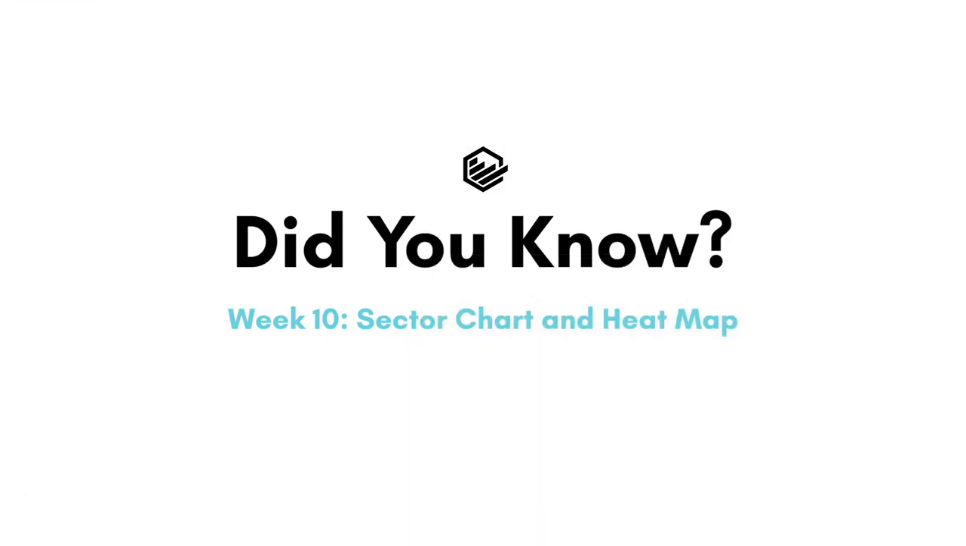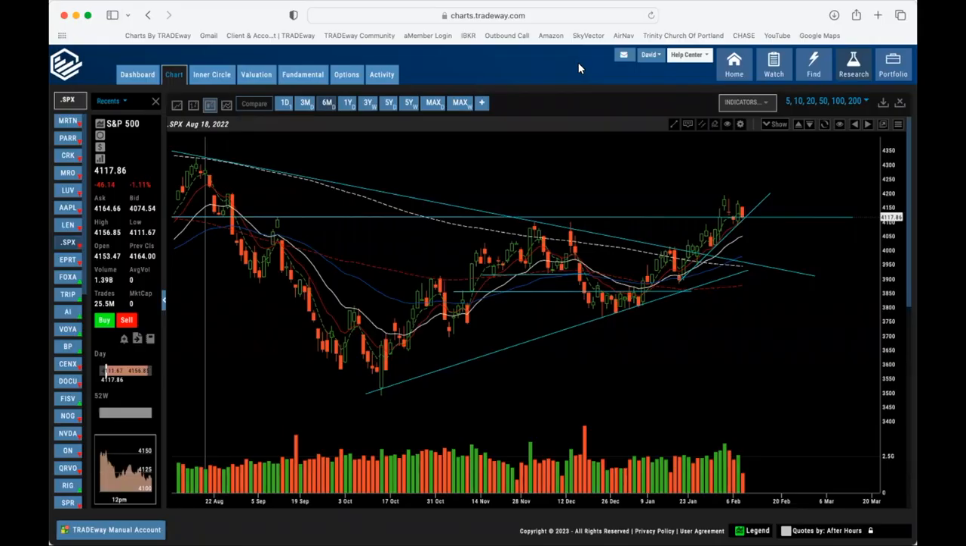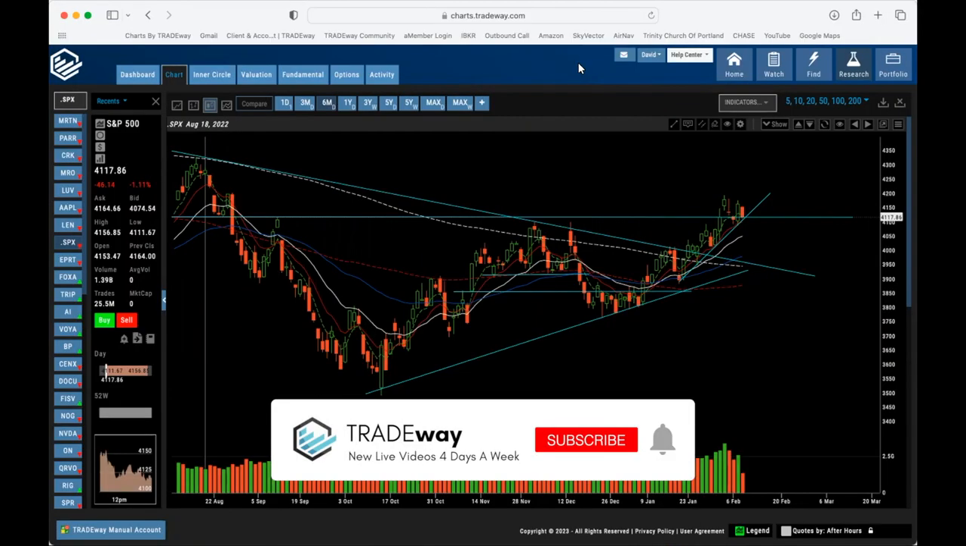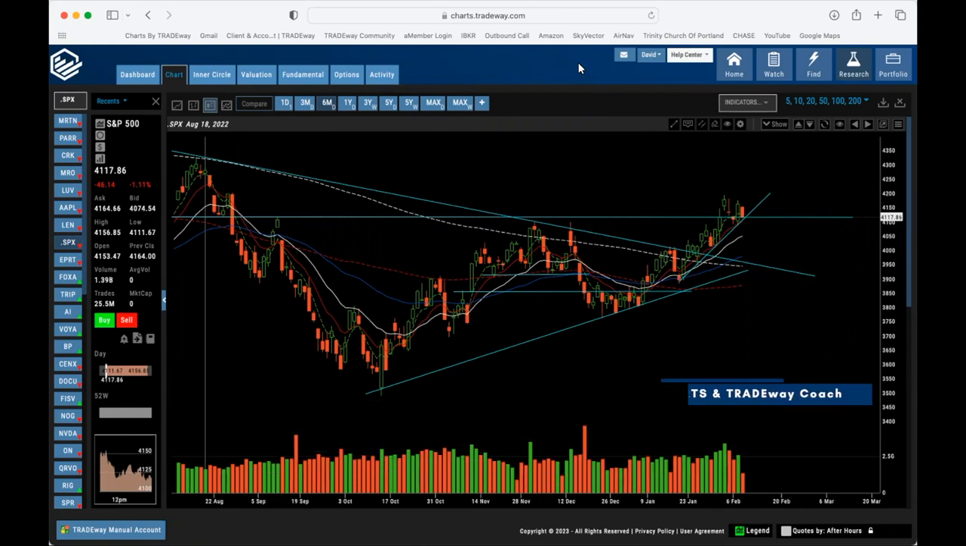Hey everyone, I want to show you guys a feature in Charts by TRADEway. And this is a feature that before Charts came out, I actually did not like using this tool. I'm talking about the sector chart and the heat map. I did not like these tools because I'm like, oh, how does it work? Where do I find it? It was so much. It was early in my trading.